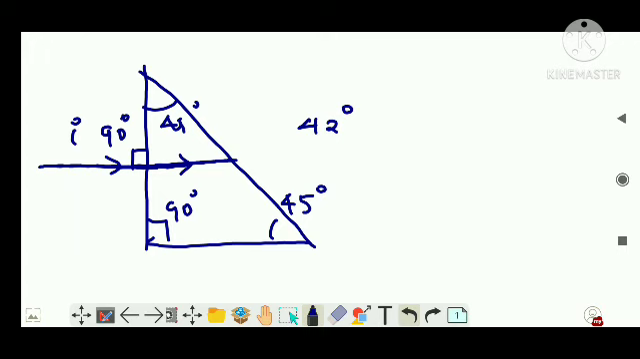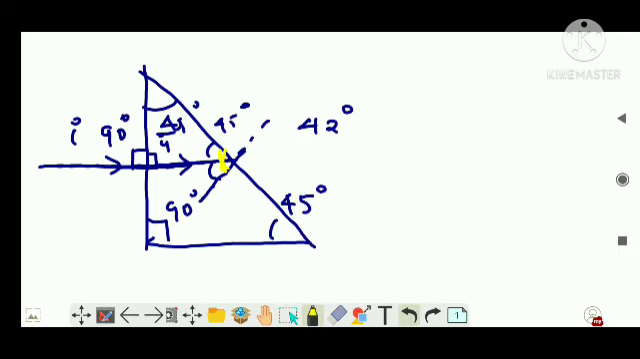Now here, what is the normal, guys? The normal is drawn like this, perpendicular to the surface. Now what will be this angle? How can I know? This is 90, this is 45, so this will be 45 degree. Now let's take another color.